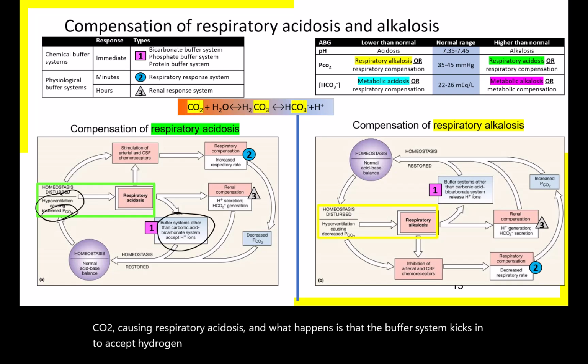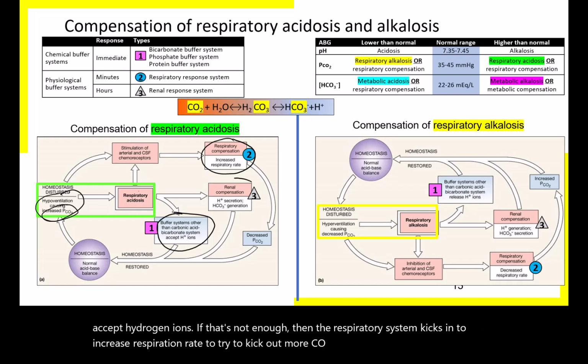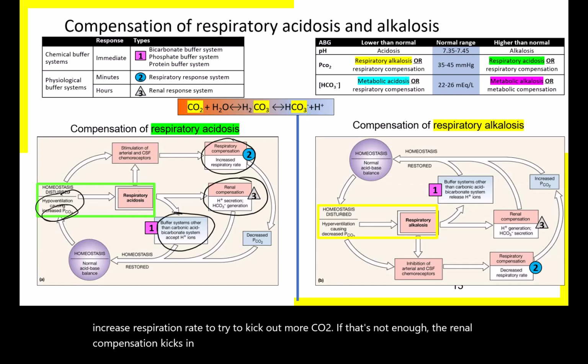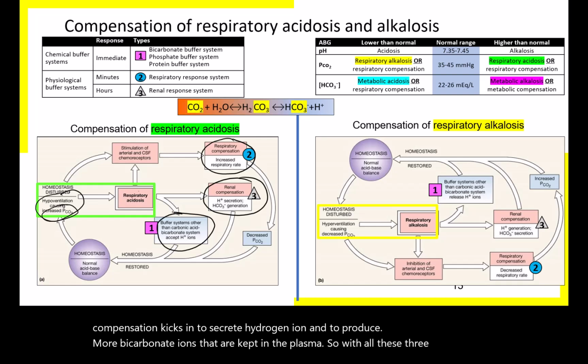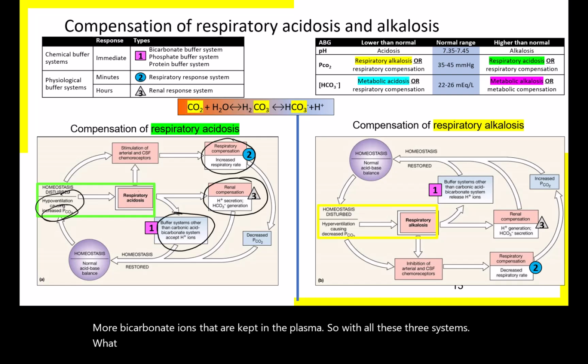If that's not enough, then the respiratory system kicks in to increase respiration rate to try to kick out more CO2. If that's not enough, the renal compensation kicks in to secrete hydrogen ion and to produce more bicarbonate ions that are kept in the plasma. So with all these three systems, pH then drops back to normal.